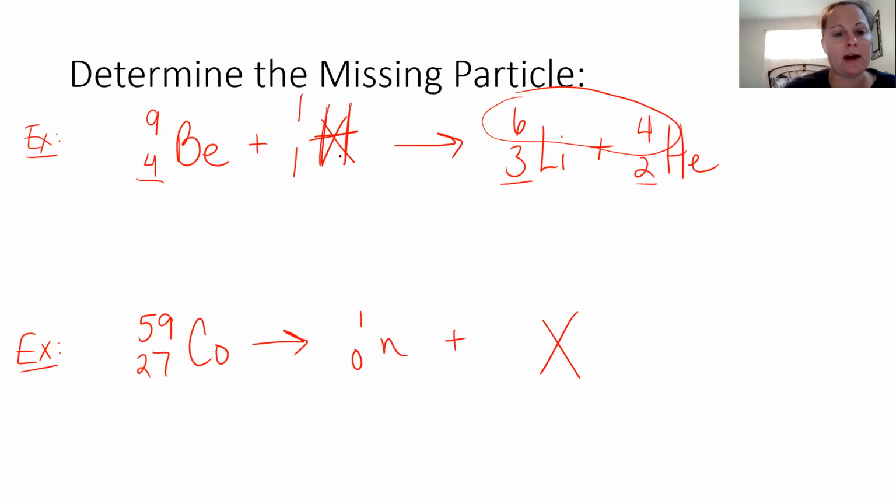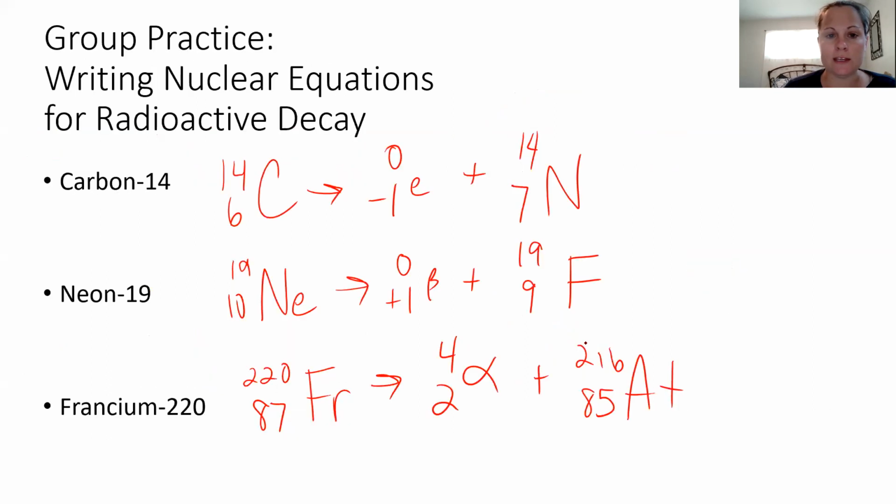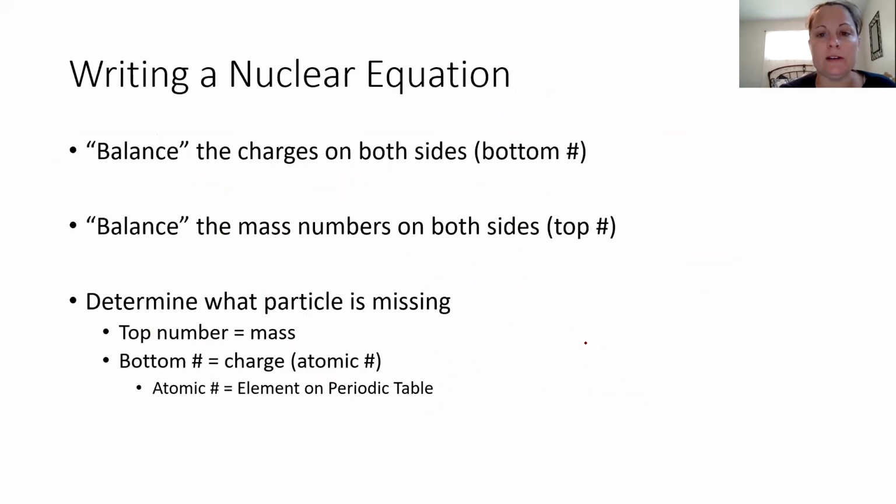In the second example, you have cobalt 59, 27 forming a neutron and a missing particle. On the left, my mass is 59, and on the right, it's only 1. So what's missing from my mass on the right is 58. 27 is the atomic number on the left, and 0 on the right, so 27. And 27 is cobalt. So that would be my missing particle in this equation. So again, these rules for writing a nuclear equation: bottom numbers need to be the same on both sides of the arrow, top number needs to be the same on both sides of the arrow.